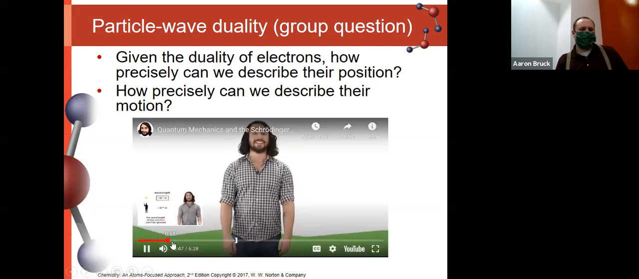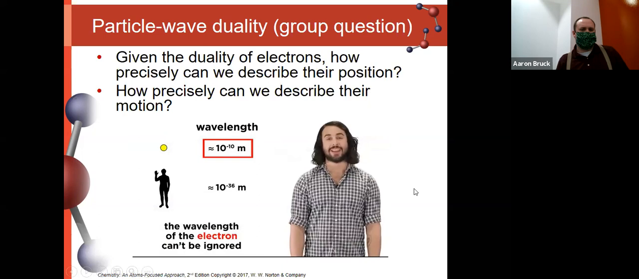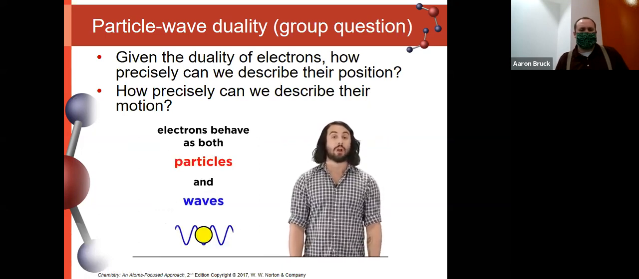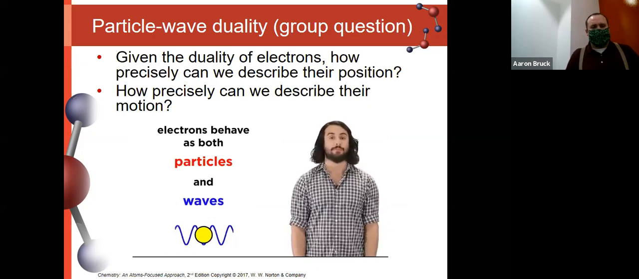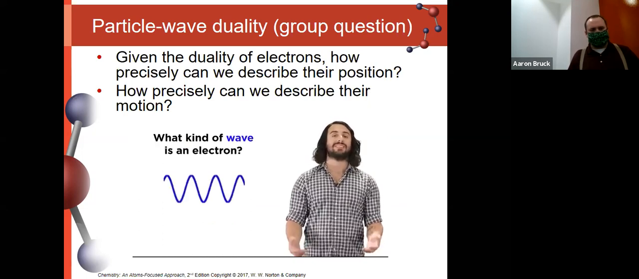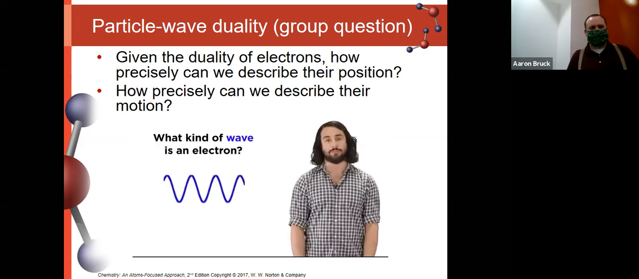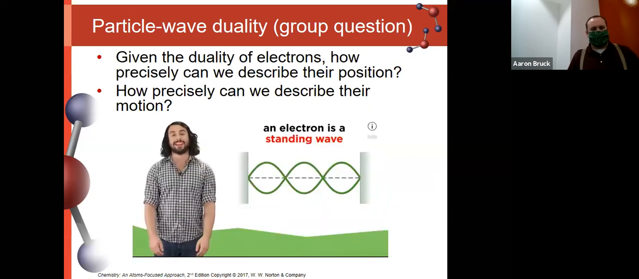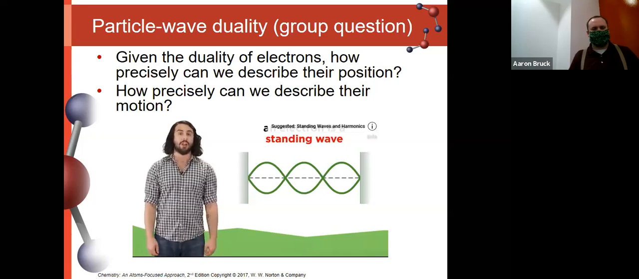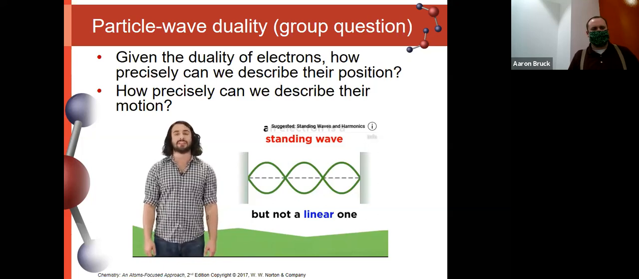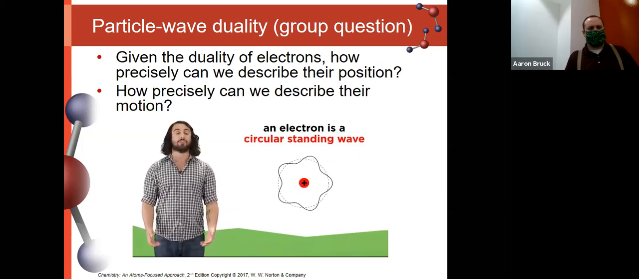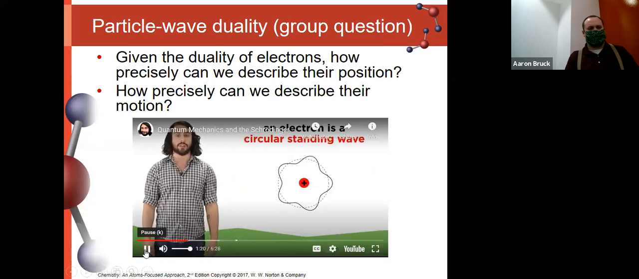Small, so small that its wavelength is indeed relevant, being around the size of an atom. So we must view electrons as both particles and waves from now on. Therefore, we must discuss the wave nature of the electron. So what kind of wave might this be? We can regard an electron in an atom as a standing wave, just like the kind we learned about in classical physics. Except that rather than something like a plucked guitar string, an electron is a circular standing wave.